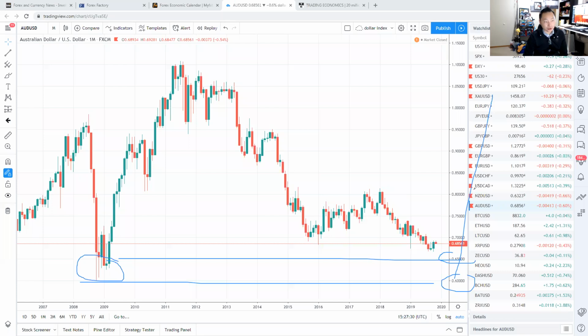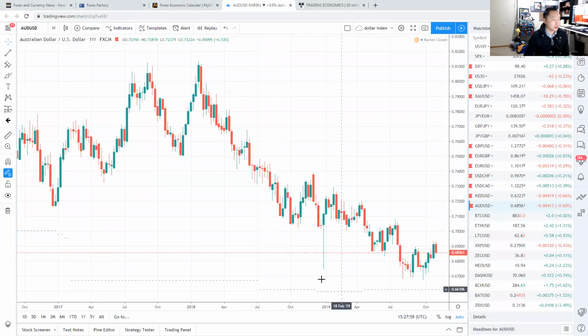Now I'm talking about future-wise, you know, maybe next year, at the end of next year, or maybe 2021. So I'm talking about future projections and anticipating events that are coming out for the country of Australia. So that's something to pay attention to, especially if you want to swing long term.